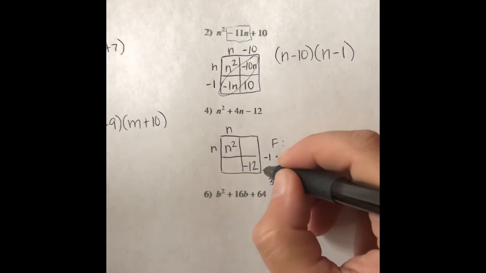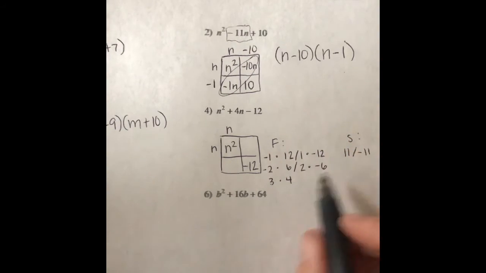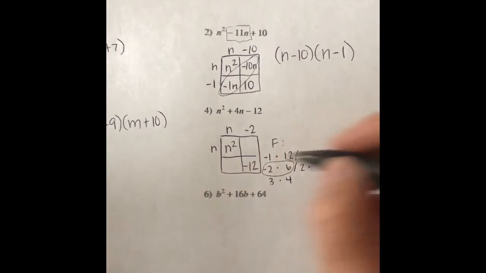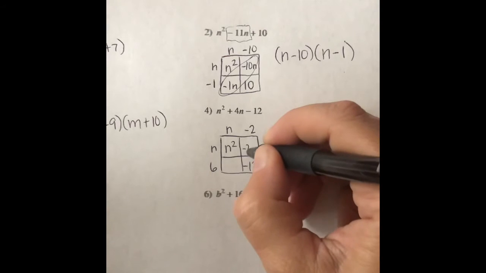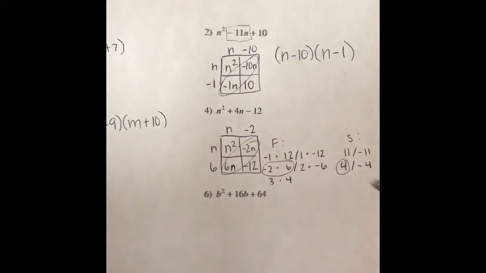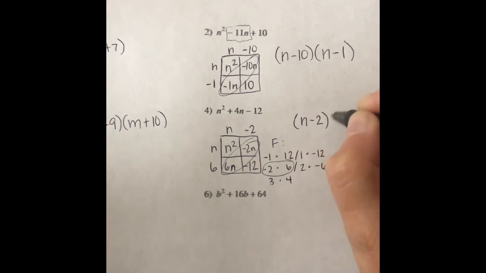Okay, if we do negative 2 times 6 or 2 times negative 6, we're going to get that sum of 4. So this is going to be positive 4 or negative 4. And we're actually looking for this positive 4, so we can stop here. It tells us we're going to be using these two factors right there. Negative 2, positive 6. Make sure it works when you fill in your boxes here, and it does give us positive 4. Therefore, our answer is n minus 2, n plus 6.